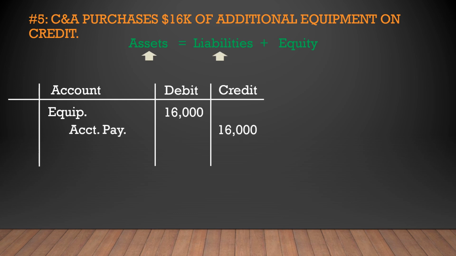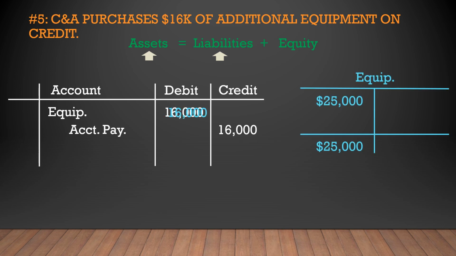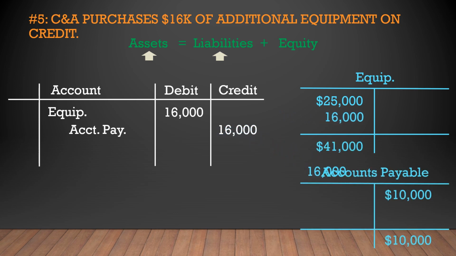Next, post to the T accounts to update their balances. Observe how this debit to equipment increases its debit balance from $25,000 to $41,000, and the credit to accounts payable increases its $10,000 credit balance to a $26,000 credit.